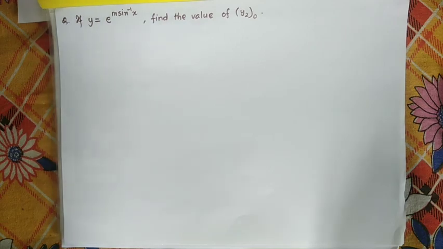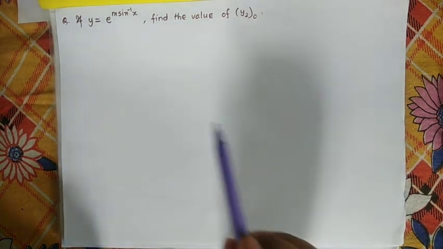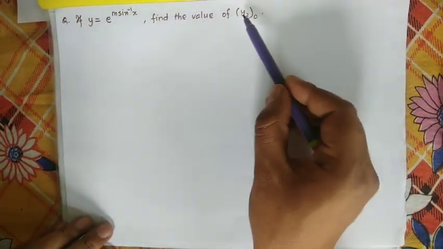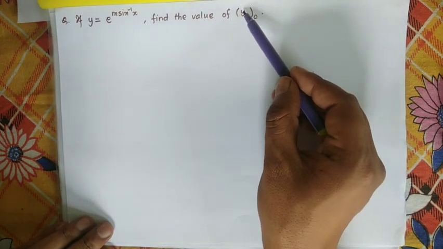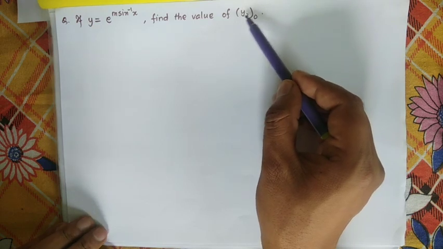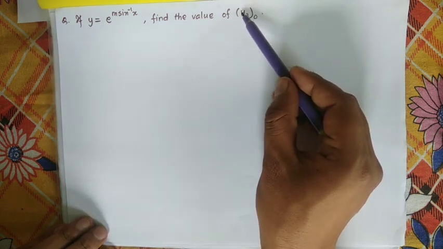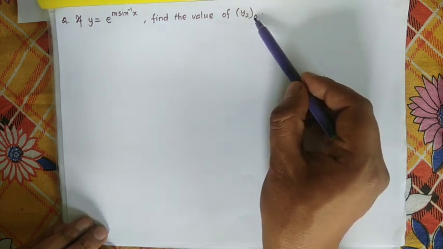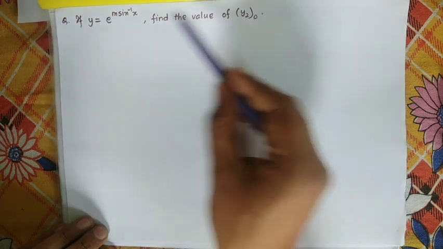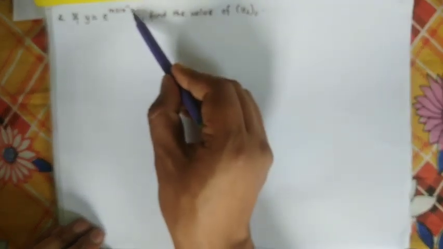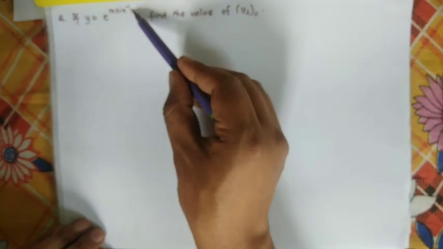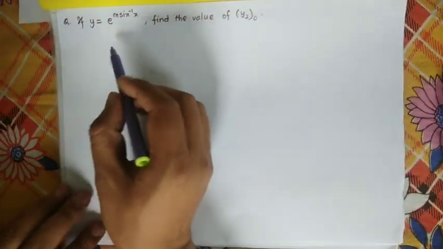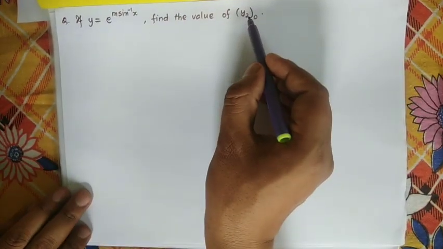Now we'll see this problem. Y is given to be this much, we need to find. Okay, so let's try to understand what is the meaning of this. This means y2 means second order derivative, and this 0 means you need to find the value of second order derivative at x equals to 0. Since the independent variable here is x, so this 0 is the value of this independent variable, that is x. Okay, so first we'll find y1 in order to find y2.